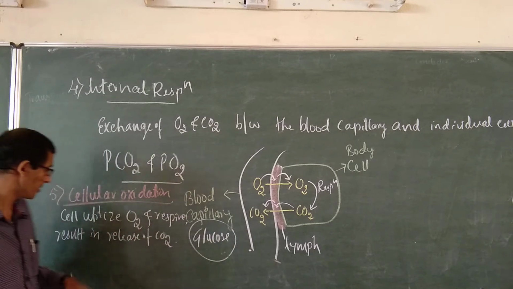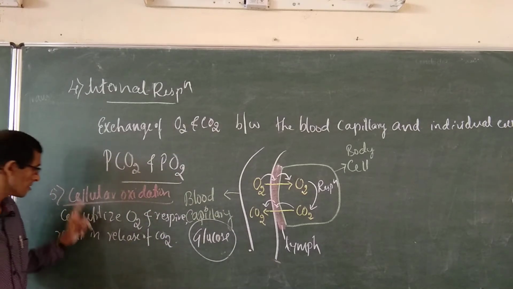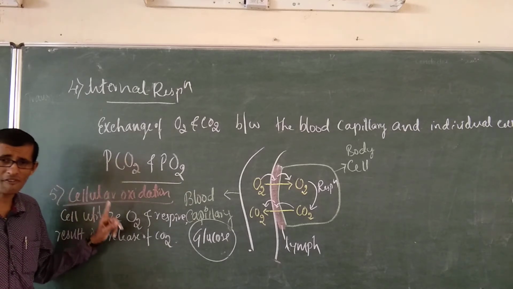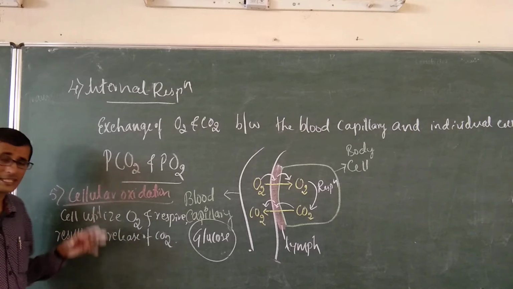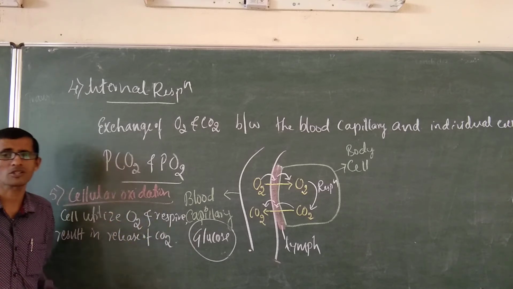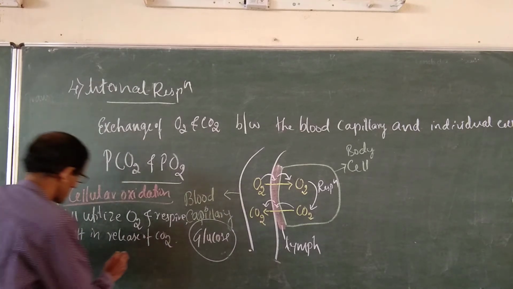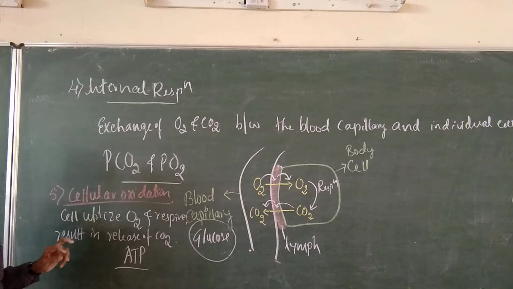So, that is a phenomenon. Cellular oxidation is the last step of respiration, where there is utilization of oxygen and production of energy in the form of ATP, which is stored, and the release of carbon dioxide. That is called the cellular oxidation phenomenon. Here ATP is the energy currency molecule, adenosine triphosphate.